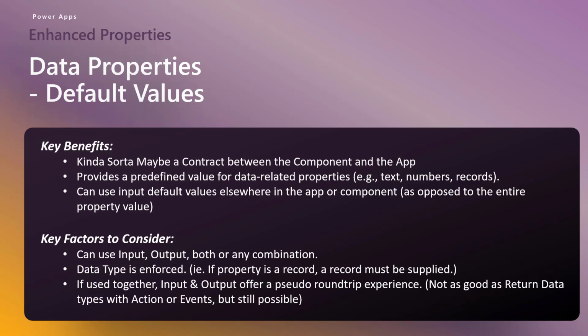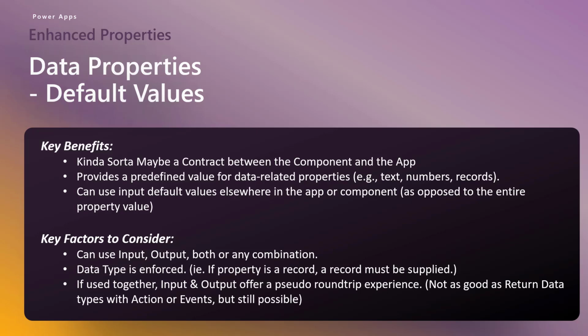Now, key factors to consider. You can use input, output, or any combination of both, right? It's not like you have to use one or the other. We're going to see how we're going to use them together in the demo. You don't have to use them together. You could also use all of them together, meaning that you could have input, output, action, event. You could get a plethora of property types, and if you want it, that's okay.